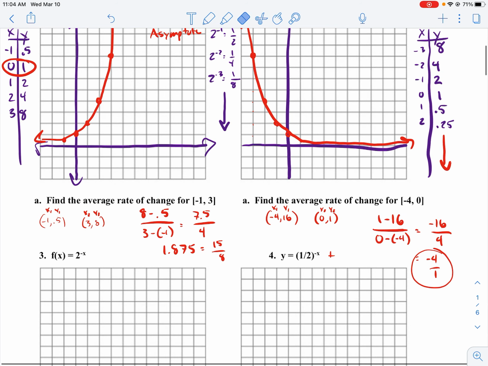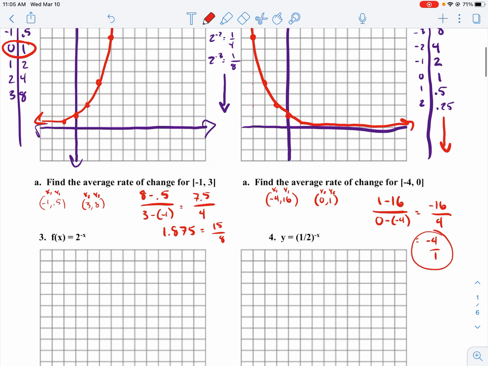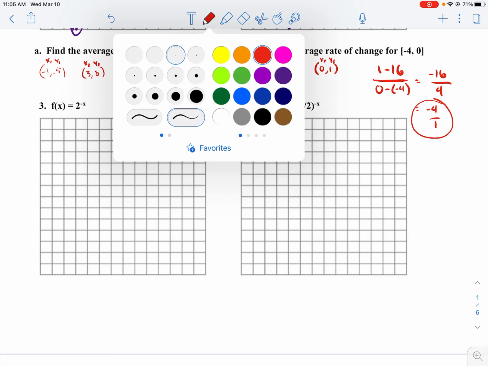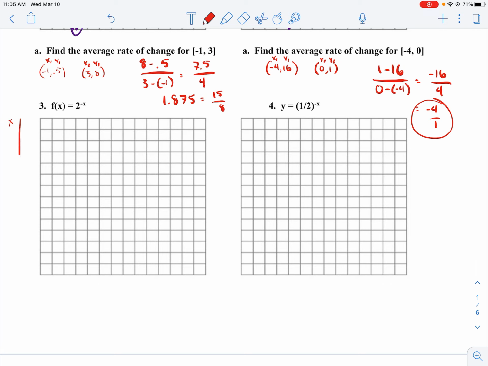Okay? All right, for these last two, let's see something a little different. So when we plug in 2 raised to the negative x and check out our table, what you'll see is something very similar to the x and y table in number 2. At negative 3, we're at 8. At negative 2, we're at 4. Negative 1, we're at 2. 0, 1, 1.5, 2, 0.25, and so on and so forth.